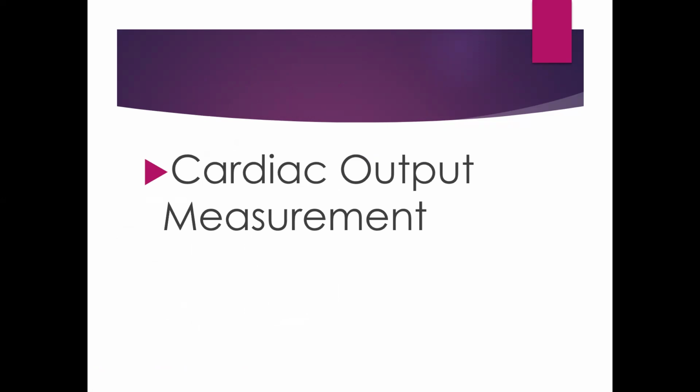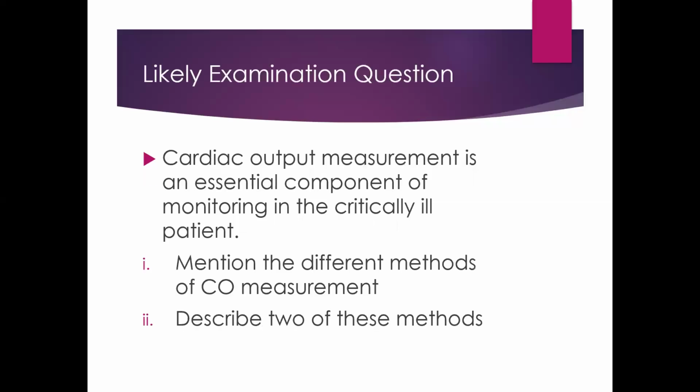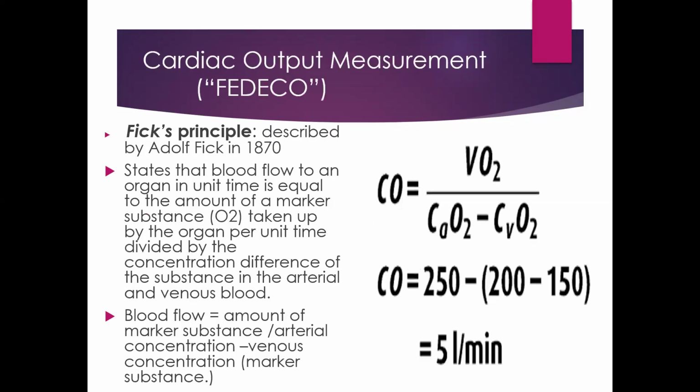So the next important one is cardiac output measurement. All right, likely exam question. Mention the different methods of cardiac output measurement. Describe any two of these methods. All right. So now the first one we're going to look at, I have a mnemonic for cardiac output measurement, FEDECO. All right. Federal Election Committee. All right, FEDECO. Don't forget that.